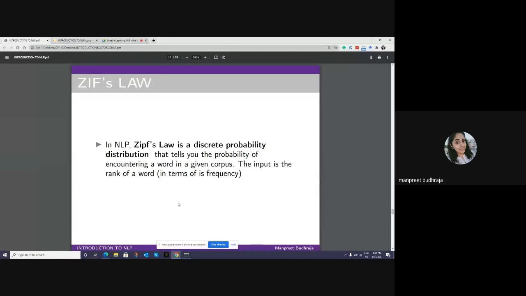So next we have Zipf's law. It's a discrete probability distribution that tells you the probability of encountering a word in a corpus. Suppose the biggest tower in the world is the Eiffel Tower. So the probability of the is 1 by 3 by n, where n is the total number of tokens in your corpus. So that's how you do Zipf's law.